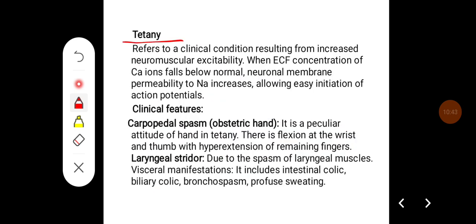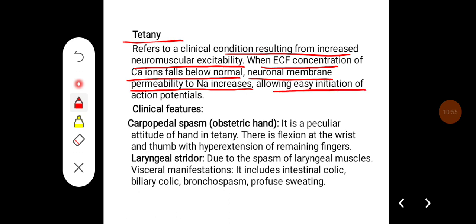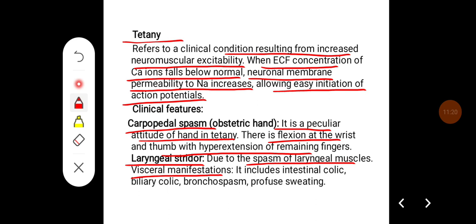Tetany. Tetany refers to a clinical condition resulting from increased neuromuscular excitability. When ECF concentration of calcium falls below normal, neuronal membrane permeability to sodium increases, allowing easy initiation of action potential. Some of the clinical features of tetany are carpopedal spasm, which is also called obstetric hand. It's a peculiar attitude of the hand in tetany. There is a flexion at the wrist and thumb with hyperextension of the remaining fingers. There can be laryngeal stridor due to spasm of laryngeal muscles. There can be visceral manifestations which include intestinal colic, biliary colic, bronchospasm and profuse sweating.